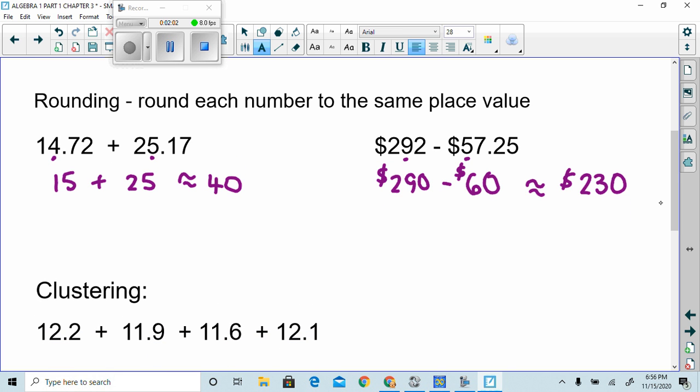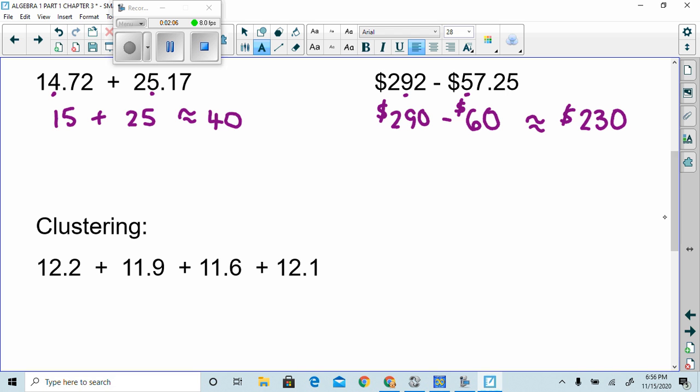We then looked at clustering. Clustering works, again, when the numbers are all close to each other. So if I look at 12 and 2/10 plus 11 and 9/10 plus 11 and 6/10 plus 12 and 1/10, I'm noticing they all cluster around 12. Then I see that there are 1, 2, 3, 4 addends. So then I'm going to say this is approximately equal to 48.